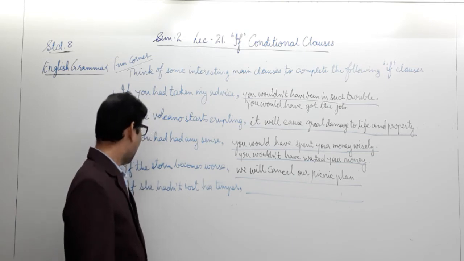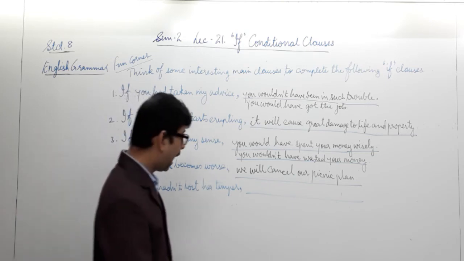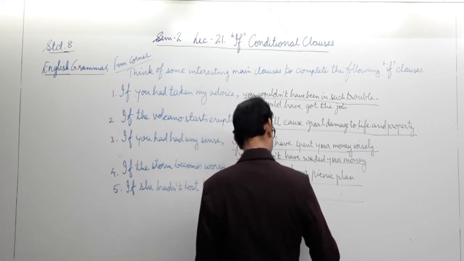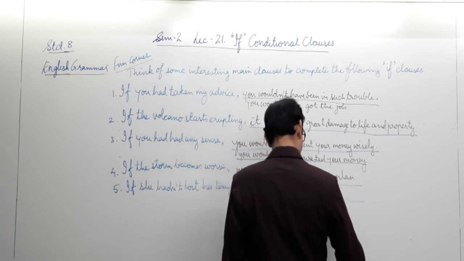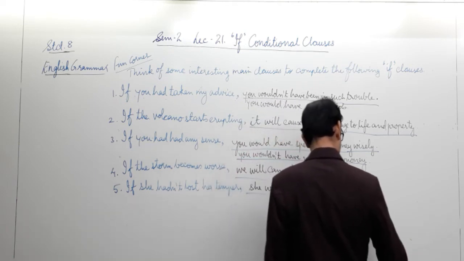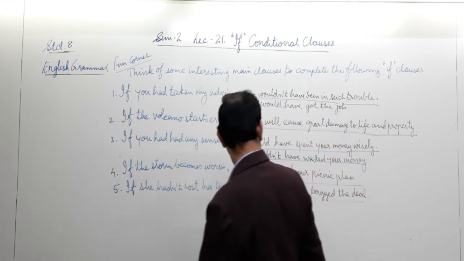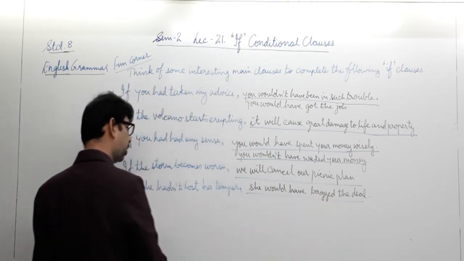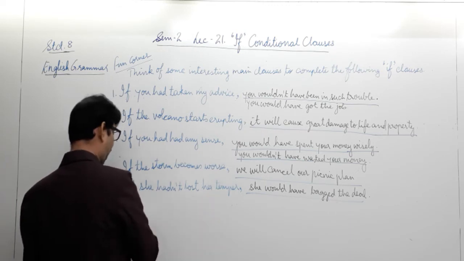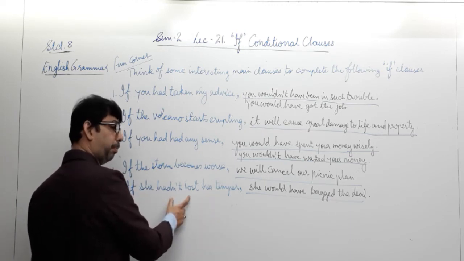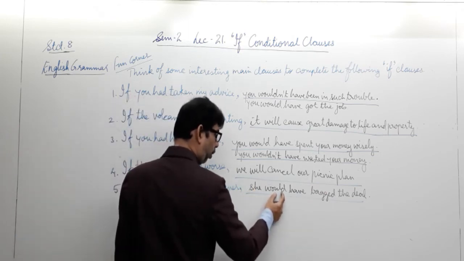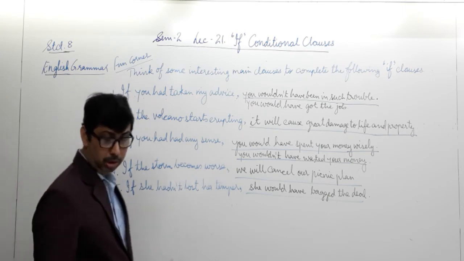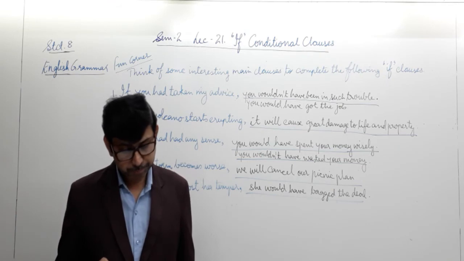If she hadn't lost her temper, she would have banged the deal. She was not able to complete the deal. The deal was left incomplete. So she would have banged. She would have got the deal. That means to achieve. She would have achieved the deal if she hadn't lost her temper. So I have if plus the past perfect tense followed by the main clause would plus have plus the past participle form of the verb. You can think of a main clause of your choice.